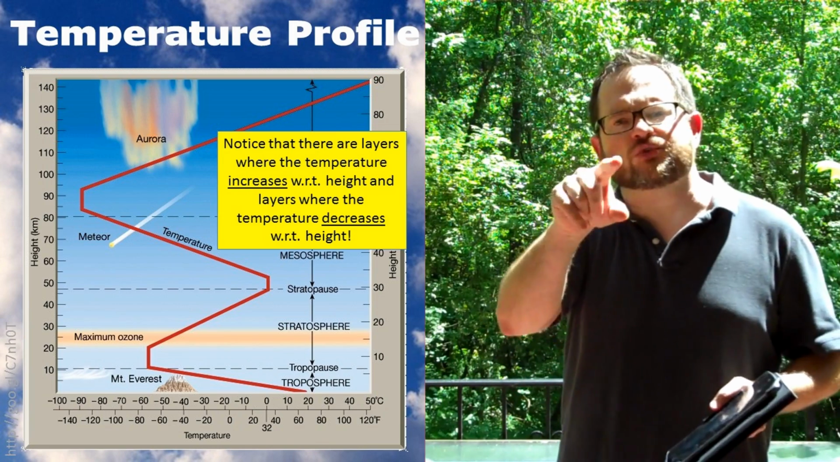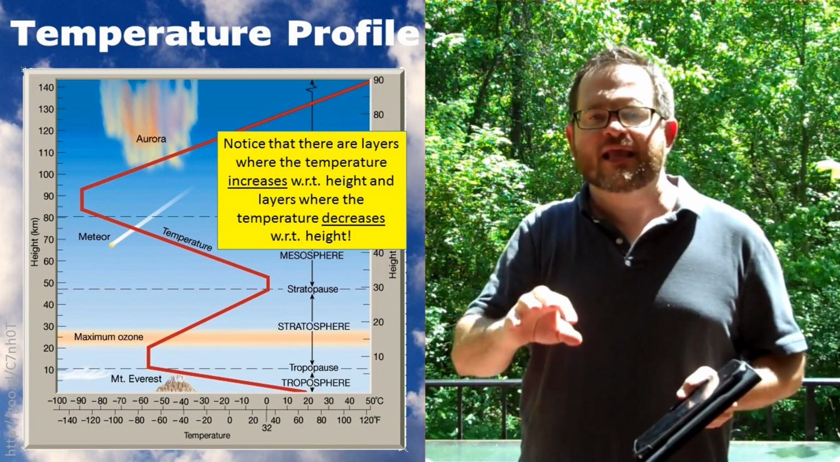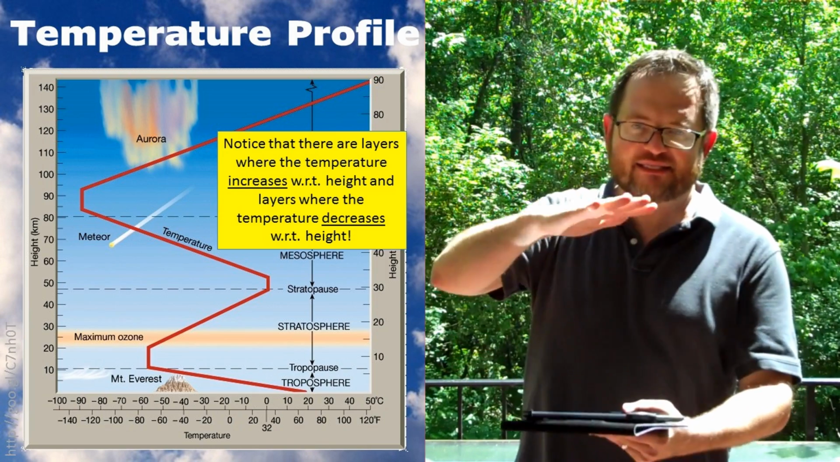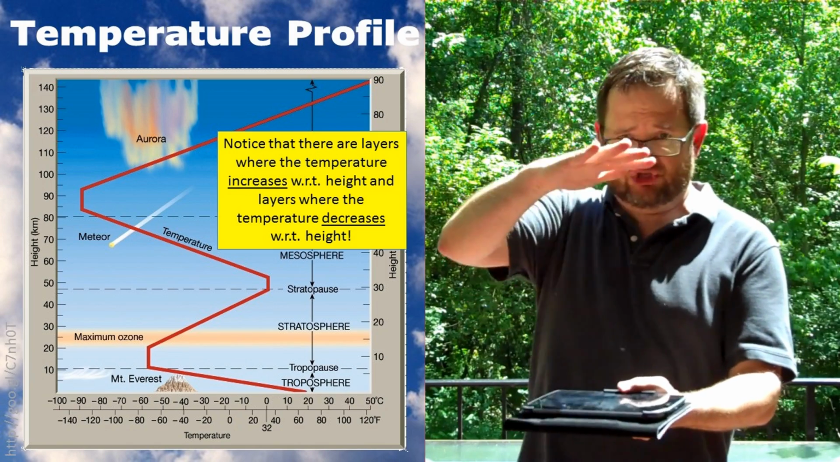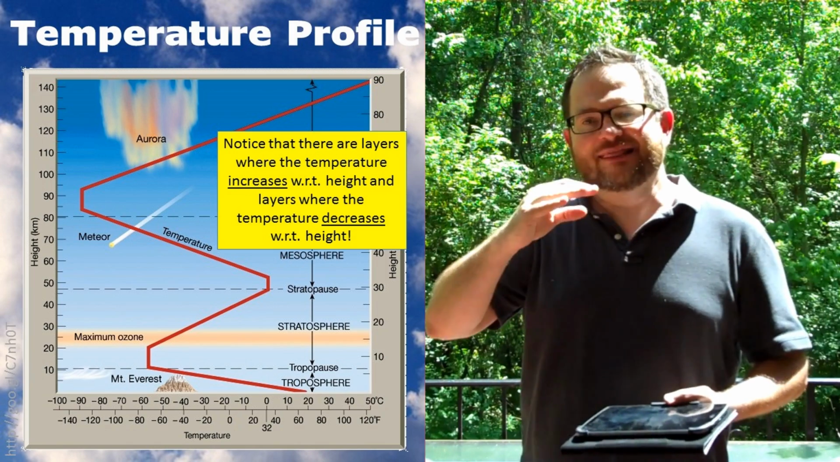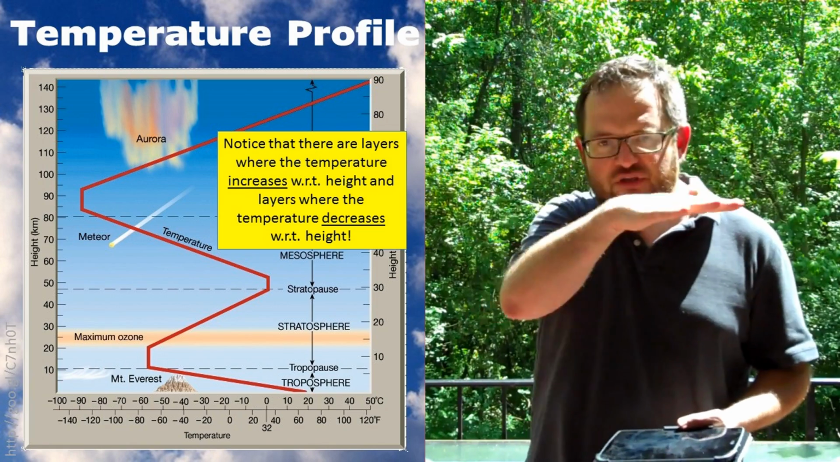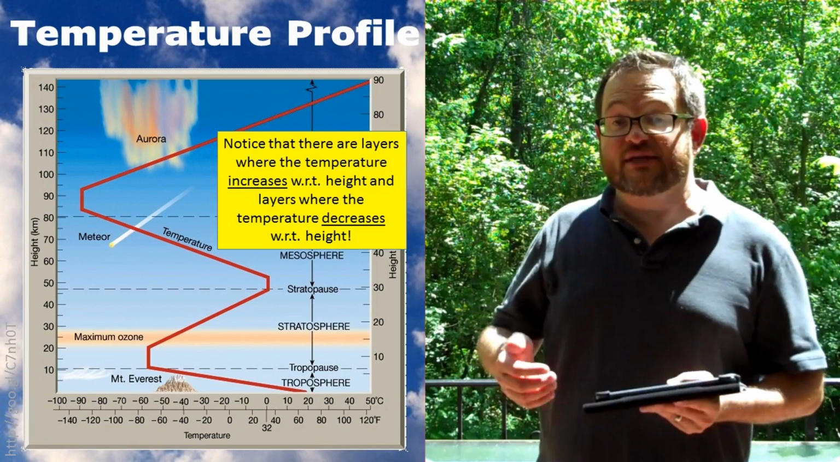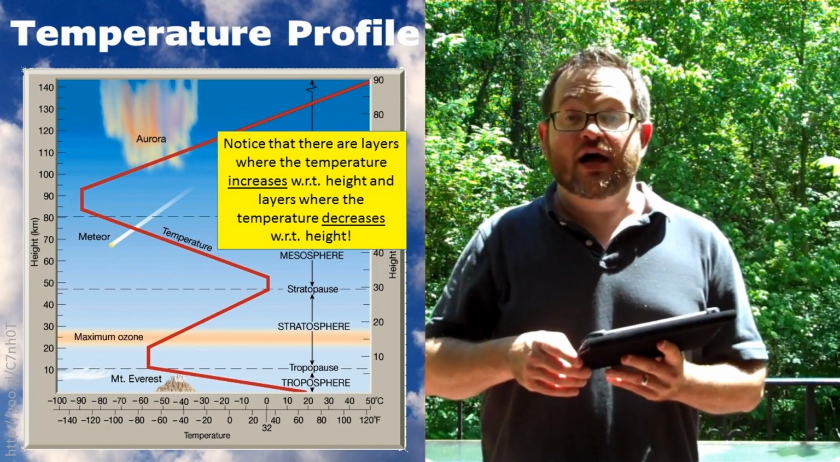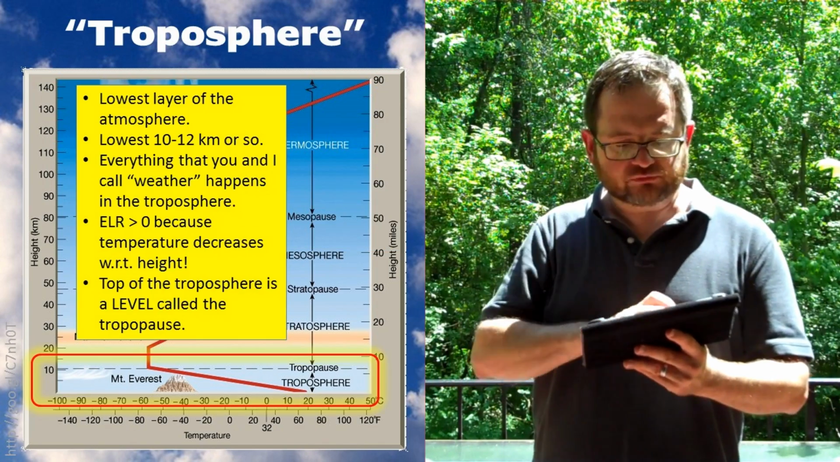This might be a good time to sort out this business of levels and layers. A layer of the atmosphere has thickness. There is a top to it and a bottom to it, and stuff happens between those two places. A level is just a height above the ground. Okay? So we're going to be dividing the atmosphere up into levels and layers based on the environmental lapse rate.